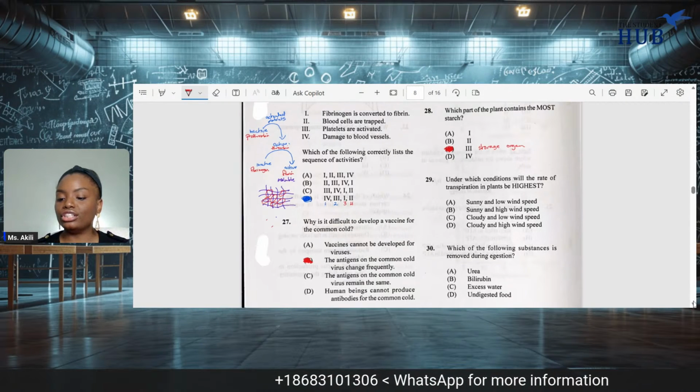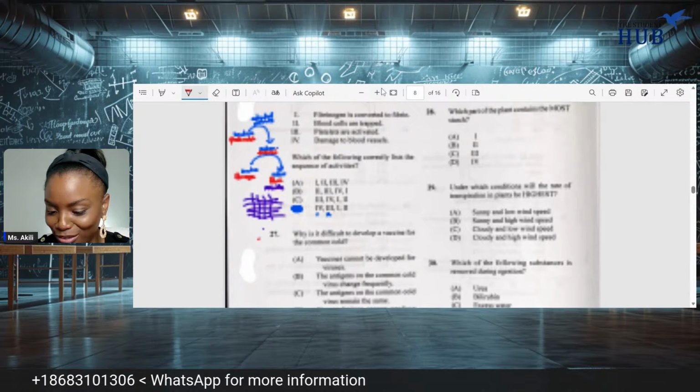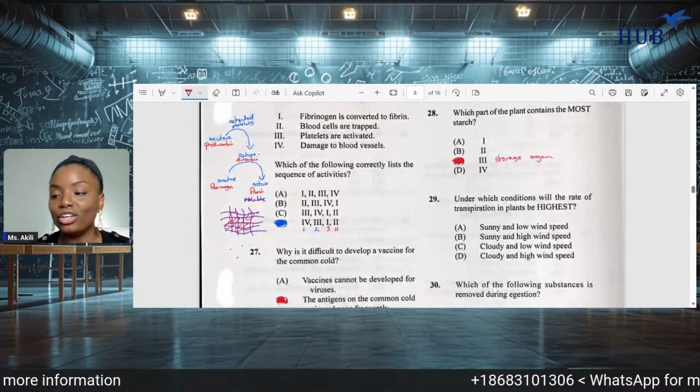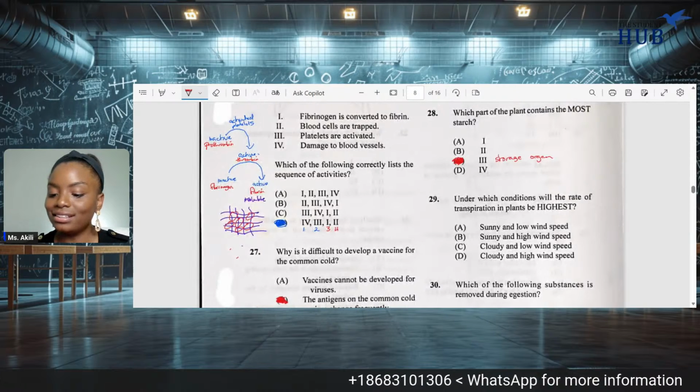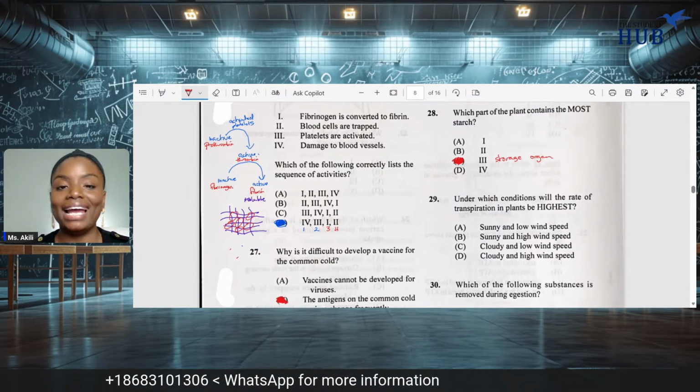Under which conditions will the rate of transpiration in plants be highest? So they put the highest in capital letters, right? So is it going to be sunny and low wind speed, sunny and high wind speed, cloudy and low wind speed, or cloudy and high wind speed?